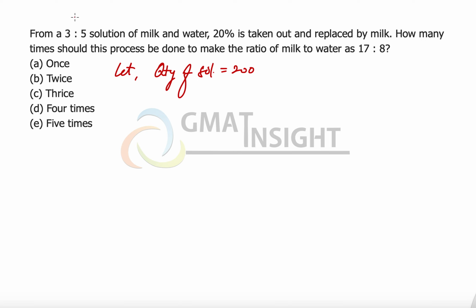Why? Because it's a multiple of 8, 3 plus 5, and a multiple of 25 as well, which is 17 plus 8. Now, the solution of milk and water has to be divided in the ratio of 3:5. So the initial solution has milk and water, and milk will be equal to 3 out of 8 parts of 200. That means 75, and the water will be 125. 20% of it is taken out and is replaced by the milk. How many times should this process be done so that the milk and water ratio is 17:8?